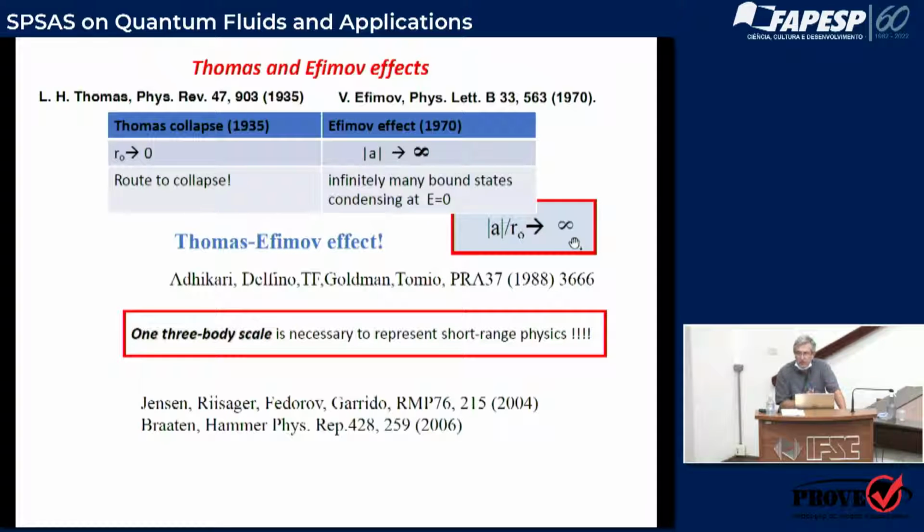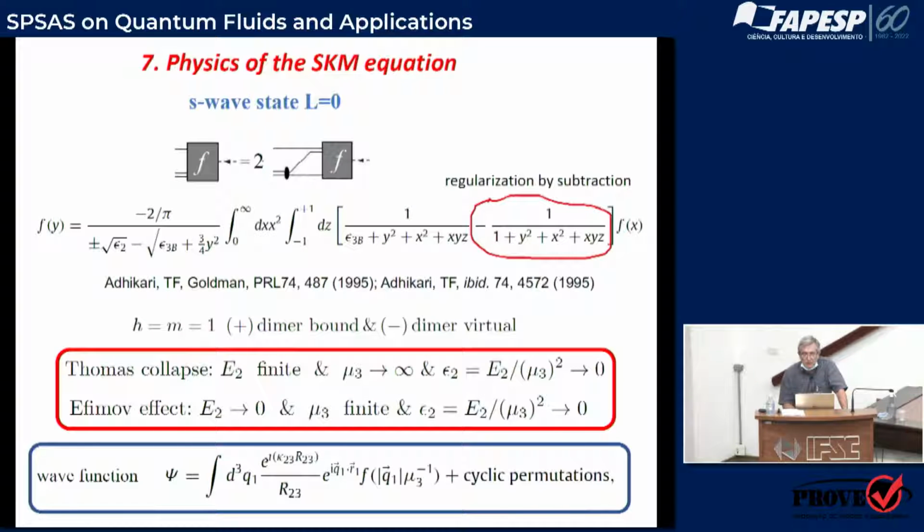And this is what we saw in the Skorniakov-Ter-Martirosian equation, that what is important is this ratio, the scattering length to the range going to infinity. Okay? But summarizing, we now know one three-body scale is necessary. People that study effective field theories, Bira will talk about this next week, this is what they call the three-body parameter. But you could say in general. Okay, so now it's here.